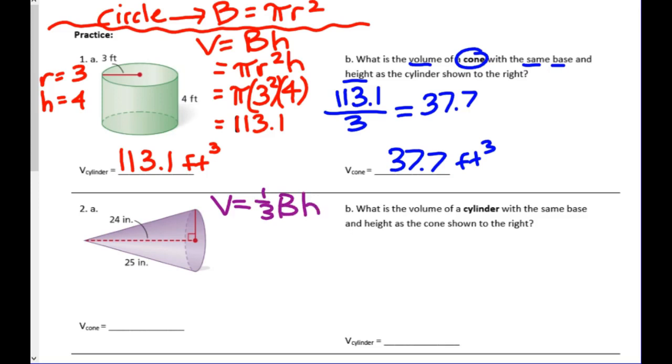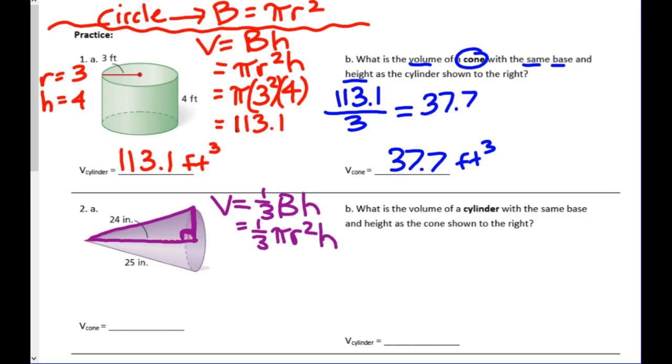Now there's a problem here. For B, we need to do pi r squared, right? So 1/3 pi r squared h. I know what my h is, but guess what's missing? The radius, the r. So, hopefully you notice there's a right triangle here. Anytime I have a right triangle and I'm missing a side, what do I use? Pythagorean Theorem, okay?